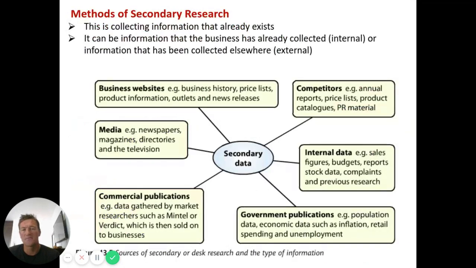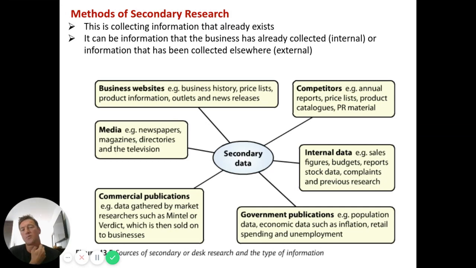Here we've got methods of secondary research. Now, primary is data that the business is collecting. Okay, so it's something that did not exist before, and it can be called field research. Secondary research is something that already exists. That's the definition. Okay, it's something that already exists as opposed to something that the business collected firsthand.